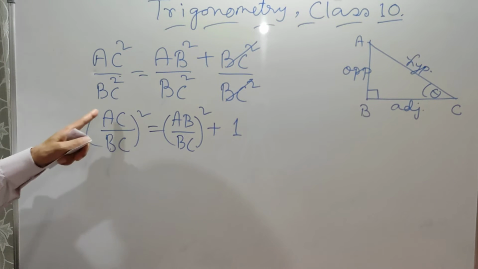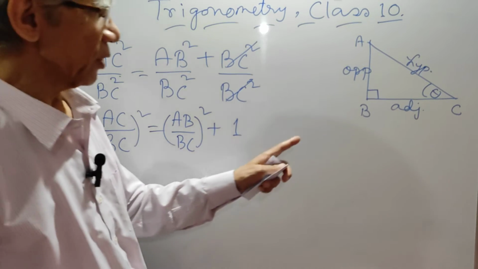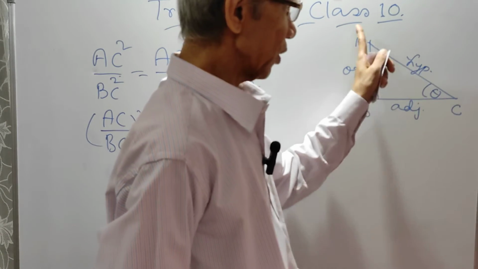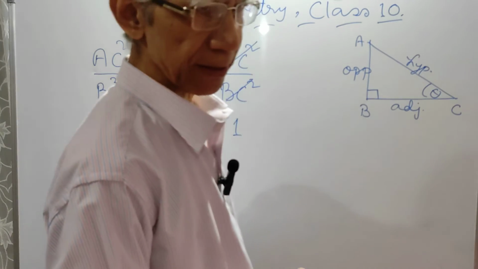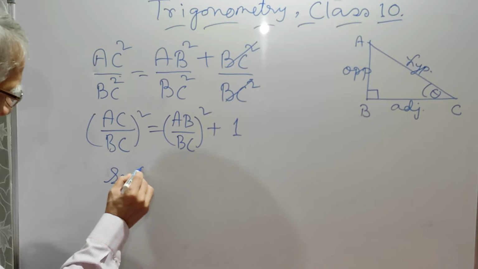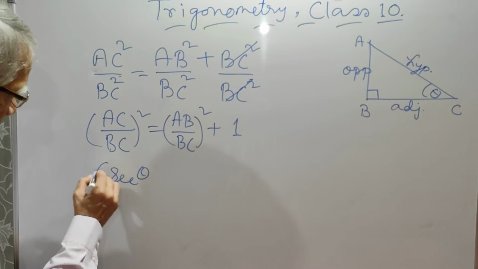All right. Now AC by BC whole square, what is AC by BC? AC is hypotenuse and BC is adjacent. So hypotenuse by adjacent is sec. So this is sec theta whole square.